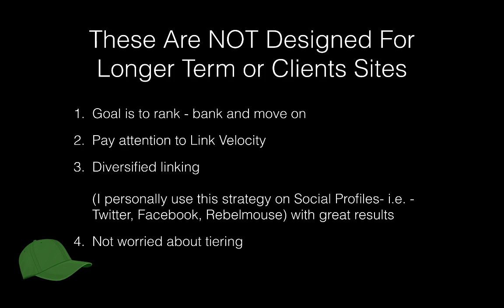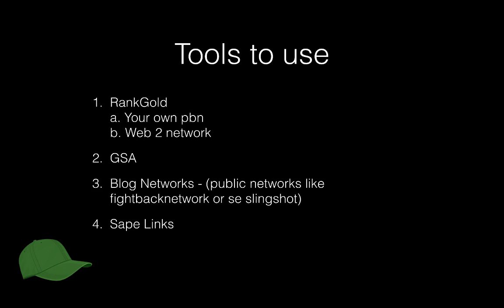And when I say a Web 2.0 or a social profile, I'm using those interchangeably. What I'm referring to is Twitter pages, Rebel Mouse pages, Facebook fan pages, even WordPress.com pages. You could use it for that. However, with some of these like WordPress and Tumblr, once you hit them with too many links, you could possibly get those banned. So just be mindful of that. Again, we're not worried about tiering our links.